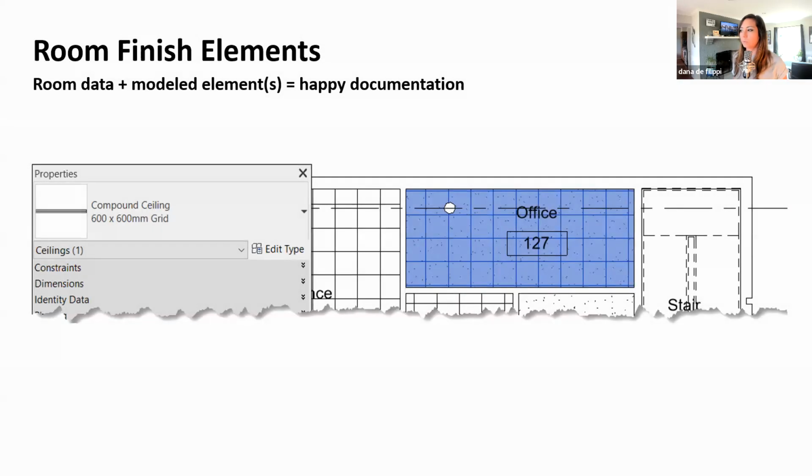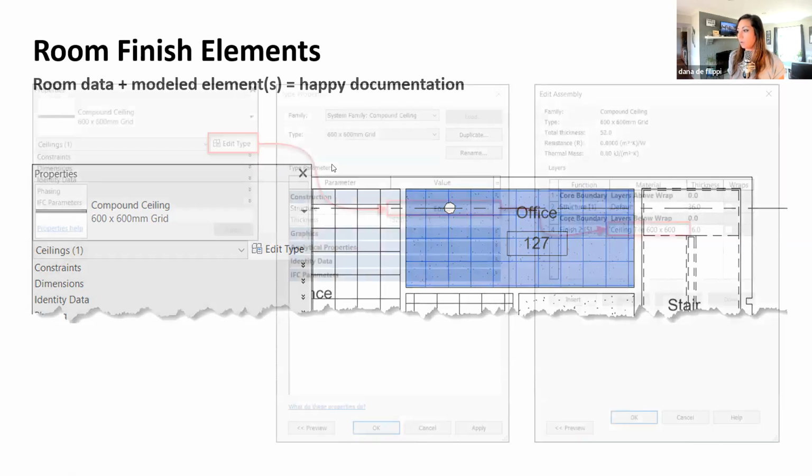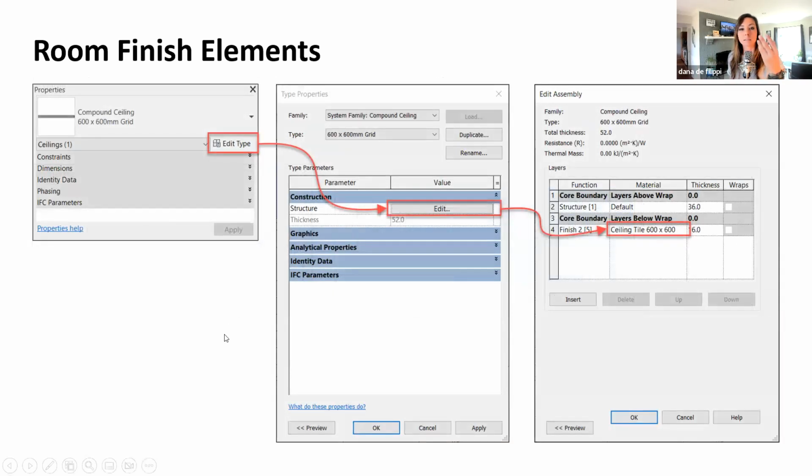And talk about room finish elements, because room data plus model elements equals happy documentation, right? You're not having to manually transcribe all of these values. Now, the key here is that these values are there to be read, right? So if, for example, I look at my ceiling and the material associated to the ceiling in terms of its structure, I went into the ceiling type, looked at the structure, and then came into the finish layer.